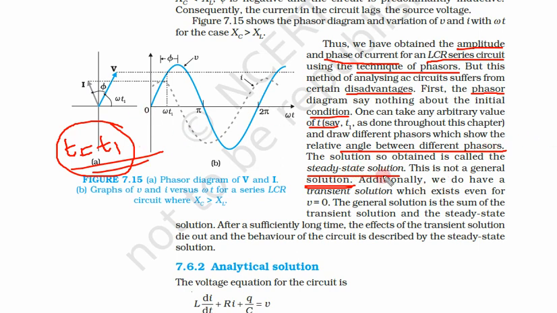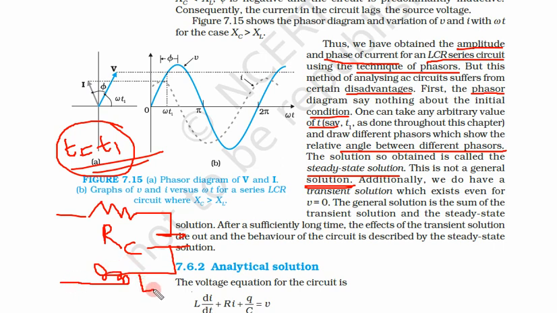What happened in the starting? This is only a steady state condition, when the current in all these three elements, this is R, this is C and this is L, has stabilized to Im. So this solution is only valid in steady state. Additionally, we do not have a transient solution. So what is the meaning of transient? Transient is something that is changing with time. So initially, when the steady state condition was not reached, that information is not there.